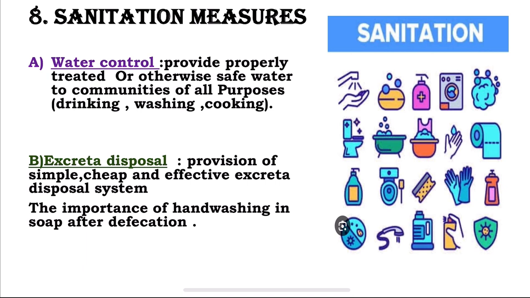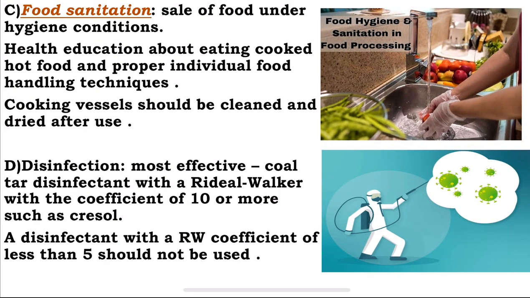Then comes the excreta disposal. Provision of a simple, cheap and effective excreta disposal, that is the provision of latrines. The latrines have to be provided for effective excreta disposal. The importance of hand washing, especially with soap after defecation, has to be explained to people. We need to encourage them to use soap for hand washing, especially after defecation. Then comes the food sanitation. That is how we are going to control cholera, right? The sale of food under hygienic conditions. The food has to be sold under hygienic conditions. And health education about eating cooked hot food and proper individual food handling techniques.